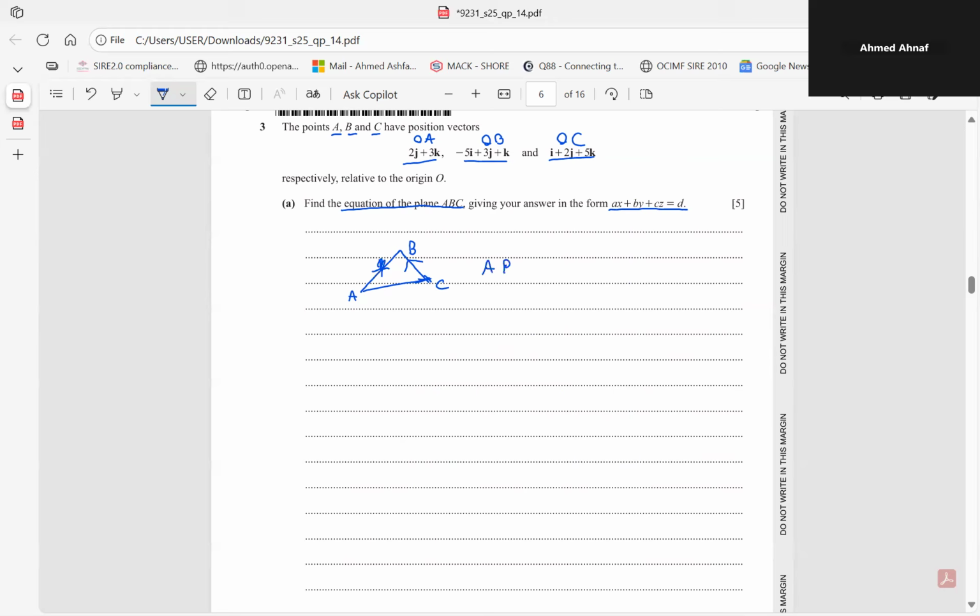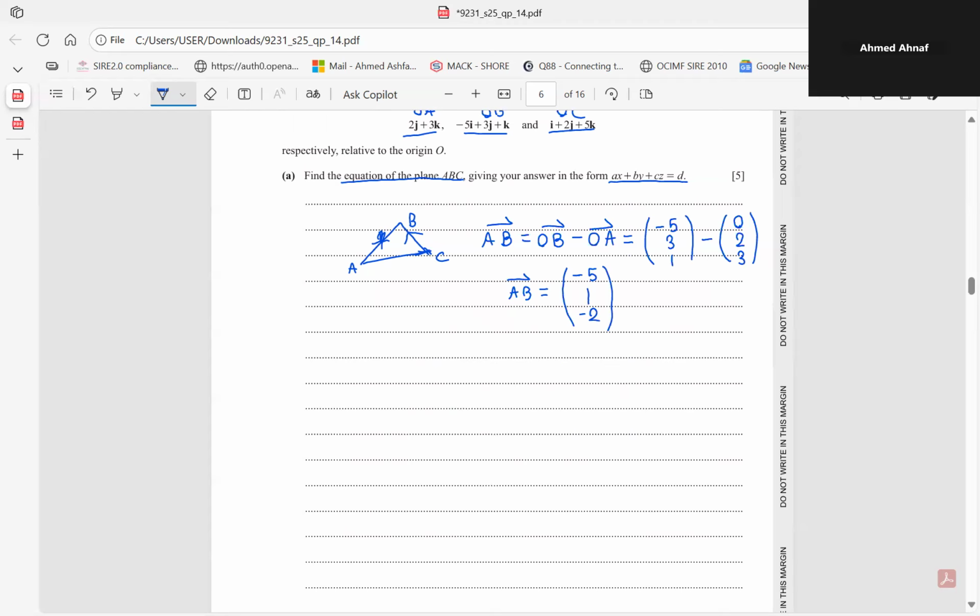Let's find these out. So AB is OB minus OA, which is (-5, 3, 1) minus (0, 2, 3). Then AB equals (-5, 3 minus 2, that's 1, and then 1 minus 3, that's minus 2). So this is AB. Now let's find BC.